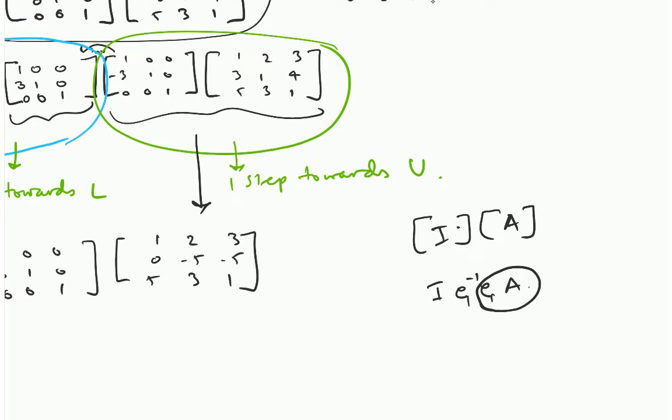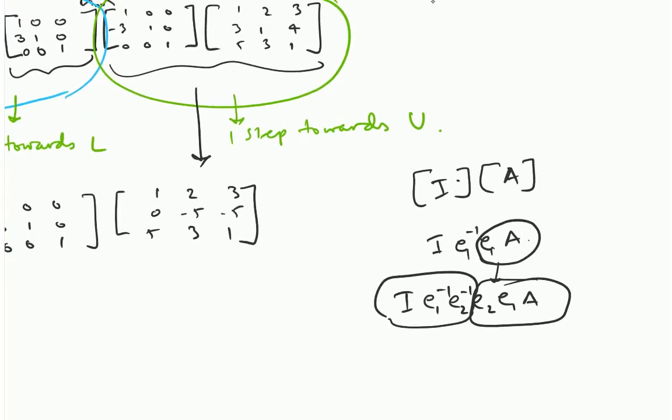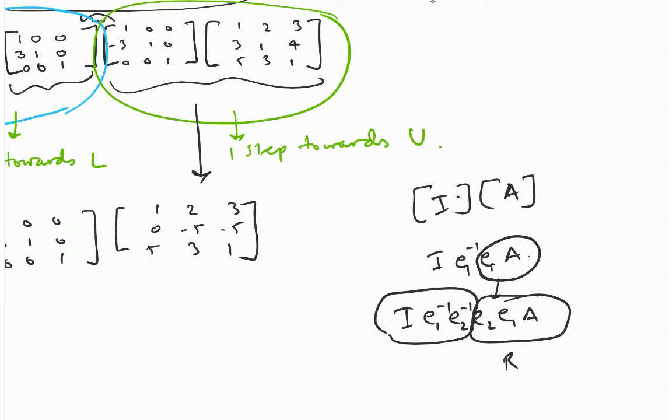Now what am I going to do? I'm going to do another elementary operation on this, an E2 operation, right, E2 E1A. And so where does E2 inverse come? Well, it comes at the end. E2 inverse, E1 inverse, identity. This is going to be my new right side matrix. This is going to be my new left side matrix, right.